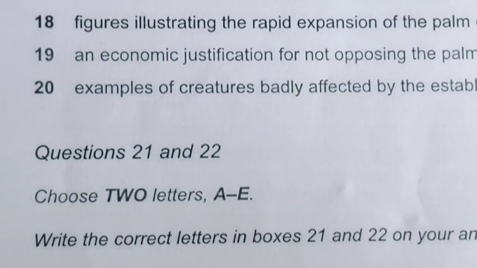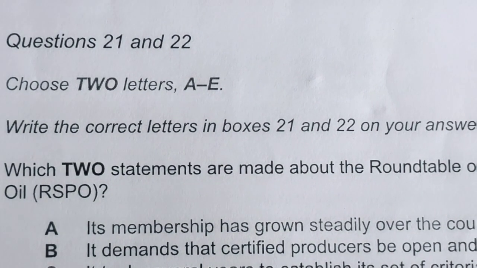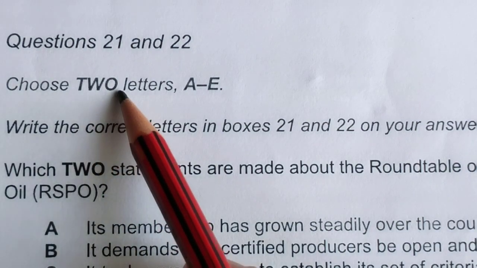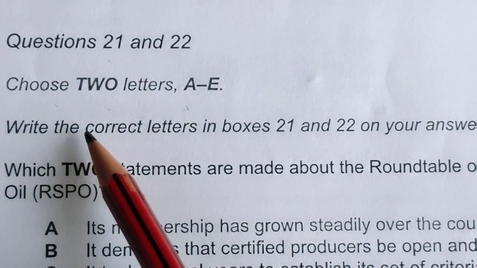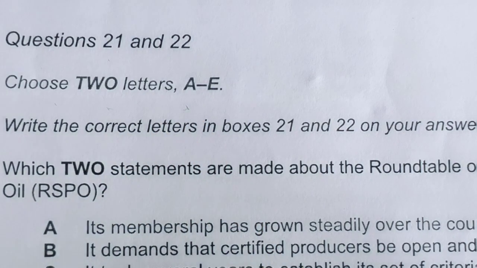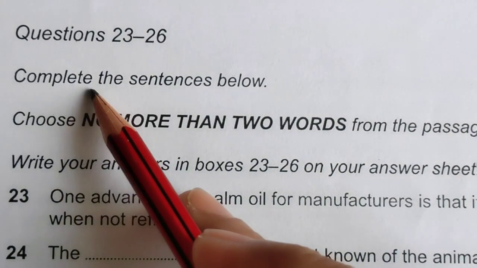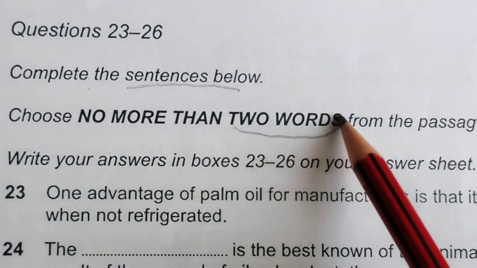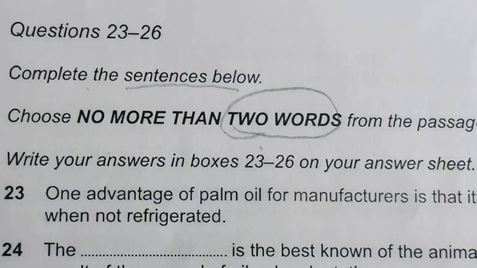Now the second type of question the IELTS examiner has given us is choose two letters. It means multiple choice questions. And the third type of question we have here is complete the sentences below, no more than 2 words. It's important to mark it in advance. Now let's start with the first type.